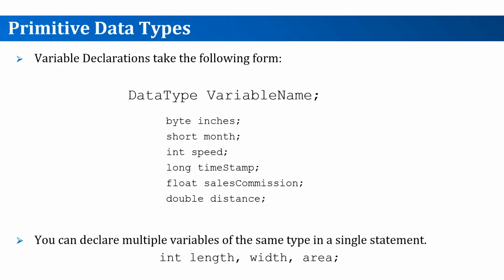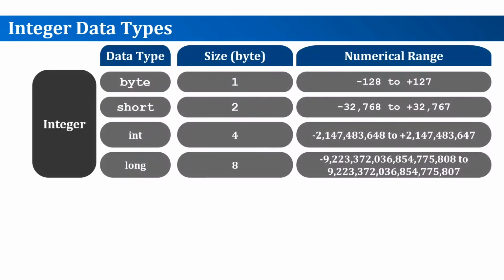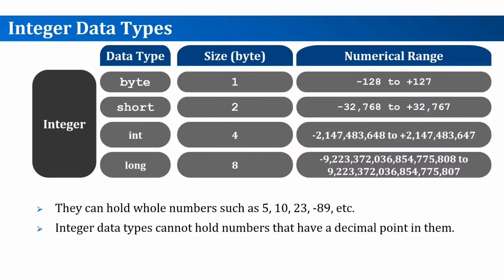Now let's explore each of the data types in detail by starting with the 4 integer data types. These data types can hold whole numbers only, and they can't hold numbers that have a decimal point in them. So for example, if you try to store numbers like 5, 10, negative 89, it will work, but trying to store a 5.5 in an integer variable will lead to a compile time error.